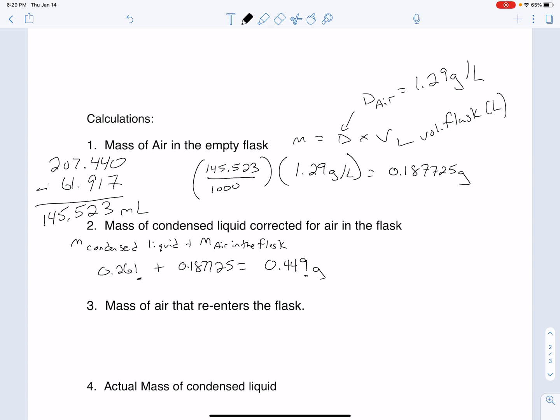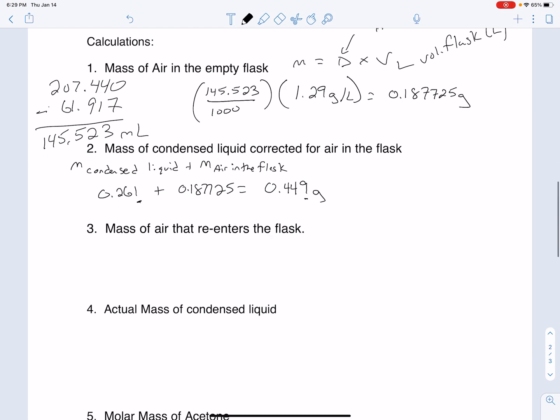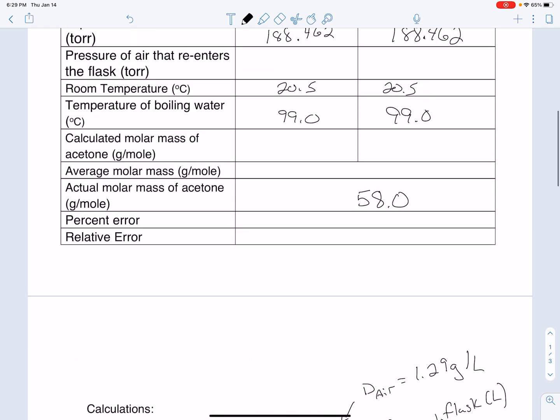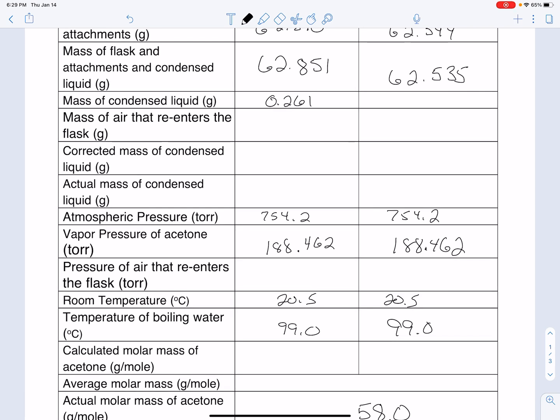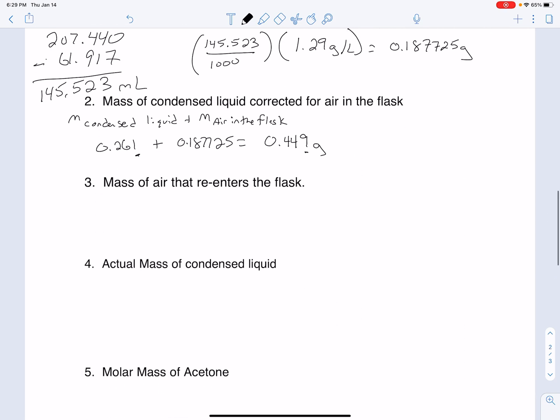Okay. Well, let's see. We're going to get down to some of these other ones. When we look up at our chart here, it says mass of air that re-enters the flask, corrected mass of condensed liquid, actual mass of condensed liquid. So let's go down and put that in here. That corrected mass is what we just solved for. So let me put that in, 0.449 grams. Okay, our next one, number 3, is the mass of air that re-enters the flask.